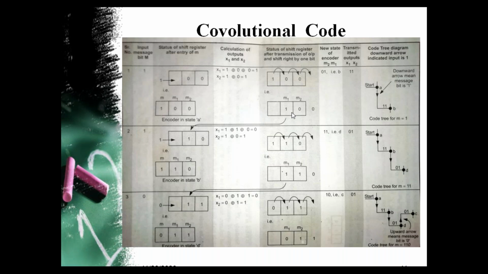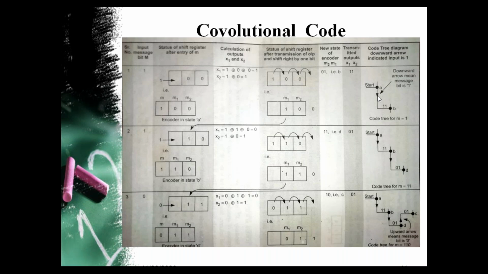Coming to the exact representation of the code tree, we start with the initial state. Definitely, the state of the encoder will be A initially. Then the next input bit can be either 1 or 0. Here the representation is: we draw a downward arrow if the input message bit is 1, and if the input message bit is 0, then we draw an upward arrow. Then we represent a node, and at that node we represent the next state in that particular situation. Here A is the state. Definitely A will be the initial state.